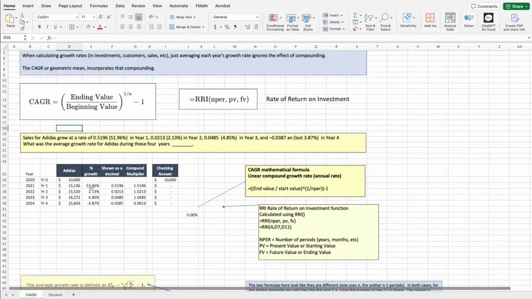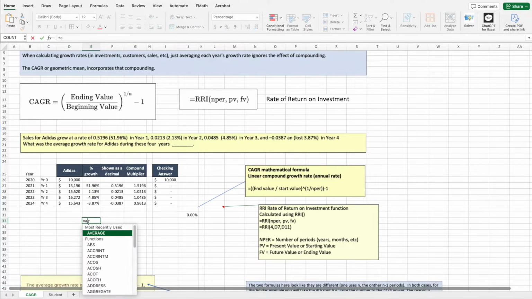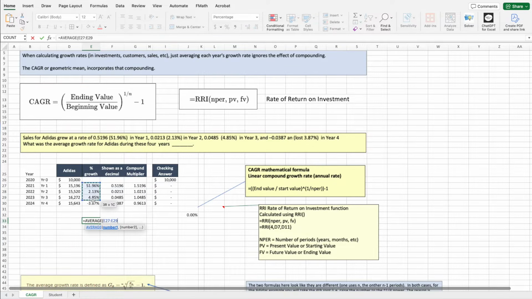This is a mistake that some people make. We'll go over here and look at the growth periods: 51%, 2.13%, 4.85%, and 3.87%. If we just decide that we want to take an average of these numbers, we see that it says we averaged 13.77%. But this actually overstates what really happened, and it also doesn't take into account any of the compounding effect. So the formulas that we use for this are the CAGR formula or the RRI function.